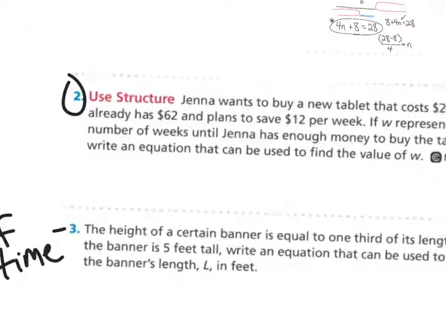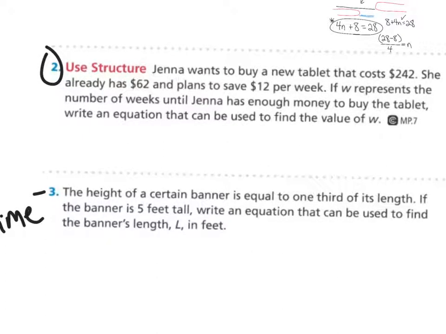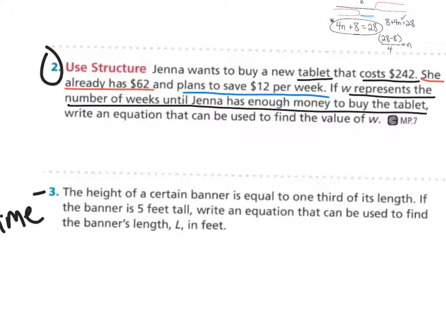So if we look at number 2, Jenna wants to buy a new tablet that costs $242. She already has $62 and plans to save $12 per week. W represents the number of weeks until she has enough money to buy the tablet, and then we want to write an equation that could be used to find the value of W.